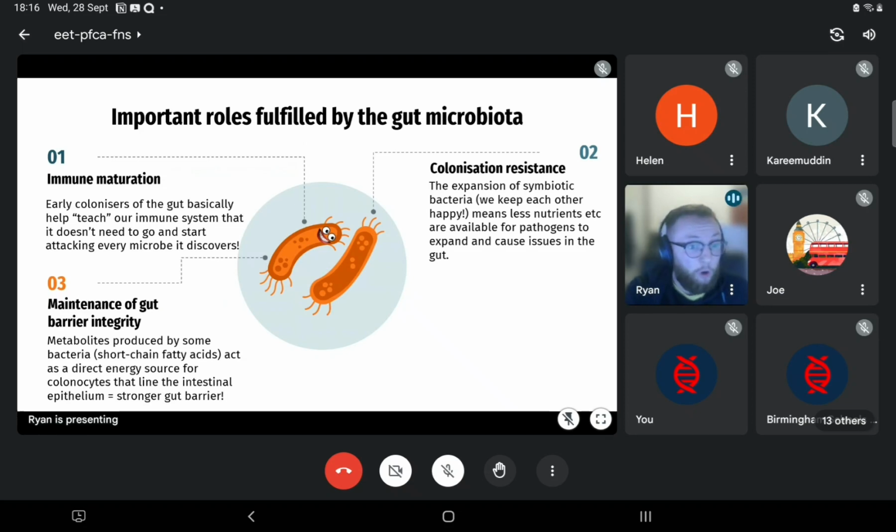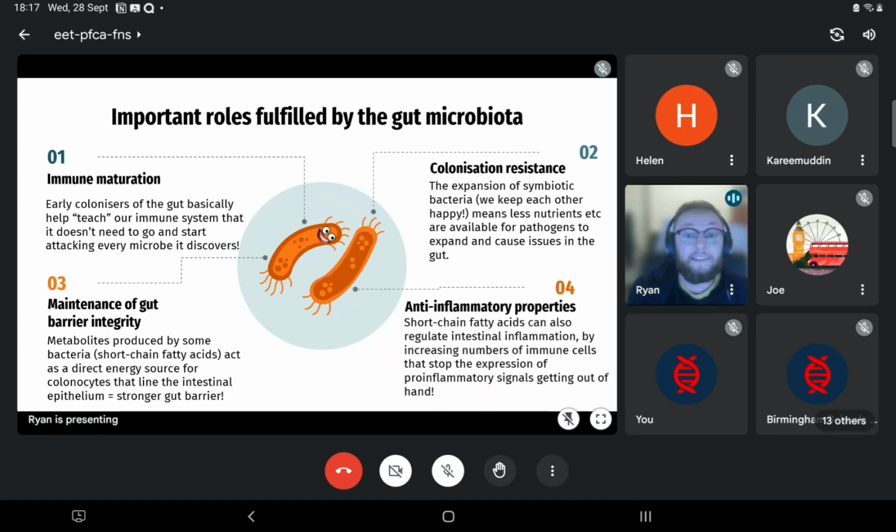We have the maintenance of gut barrier integrity. So again, these early colonizers and these good bacteria, they produce a lot of important metabolites. Some of them act as direct energy sources for the colonocytes, which is a fancy word for the cells that line your epithelium, your barrier in your gut. So these bacteria can produce things that our gut cells need to keep fit and healthy and strong, and to keep that barrier nice and strong and tight, so no pathogens can seep through the leaky gut.